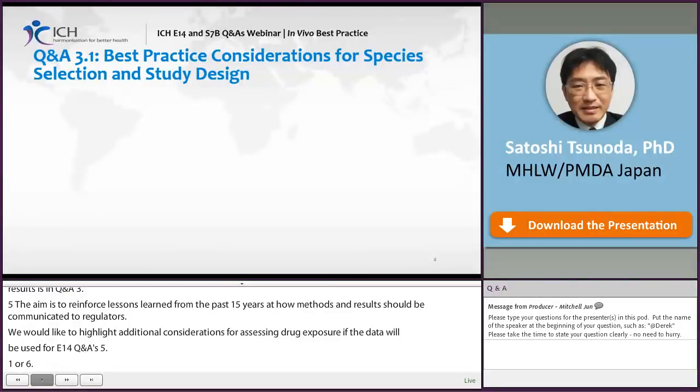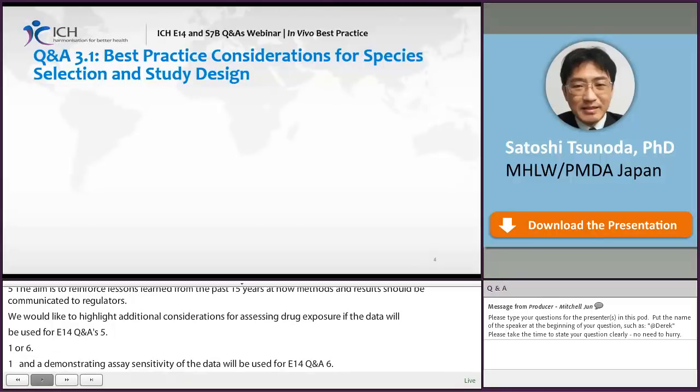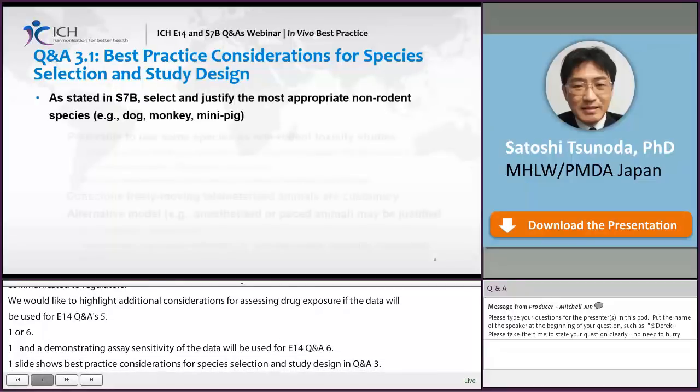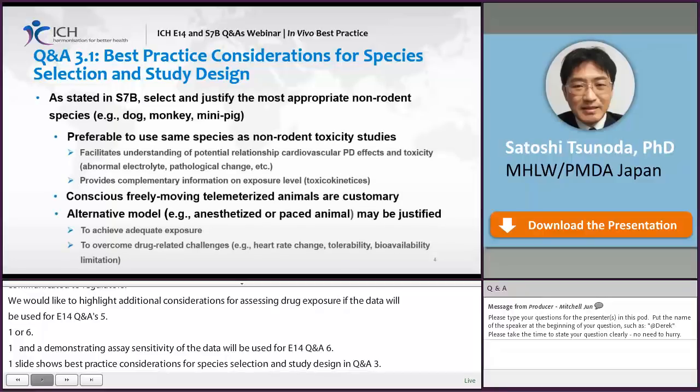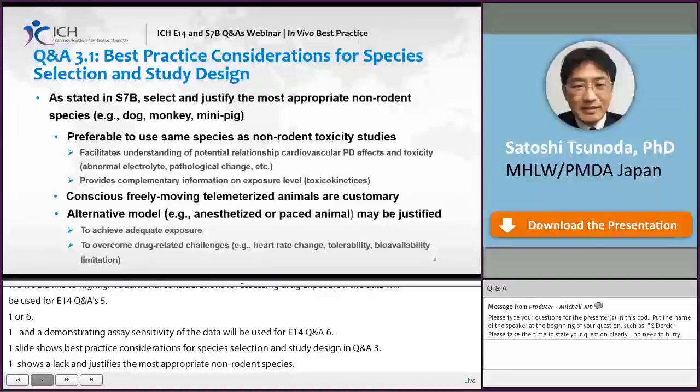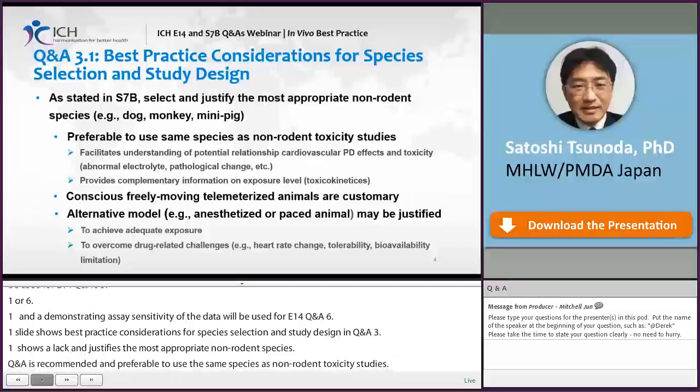The next slide shows best practice considerations for species selection and study design in Q&A 3.1. Current S7B guidelines say to select and justify the most appropriate non-rodent species. The Q&A recommends it is preferable to use the same species as in non-rodent toxicity studies. This facilitates understanding of the potential relationship between cardiovascular pharmacodynamic effects and toxicity, and provides complementary information on exposure level.